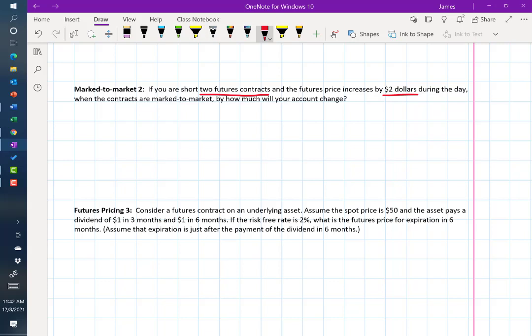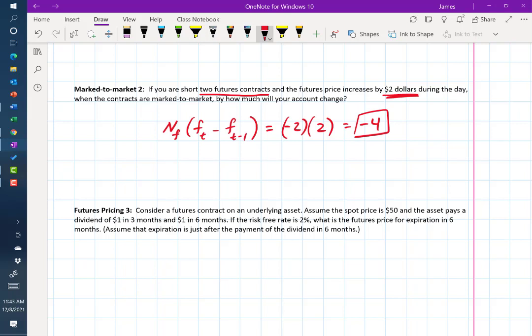All right, the simple mechanism for marking to market is, and I put this formula, take the number of futures that you have, and then it's the futures price today minus the futures price yesterday. Okay, so pretty simple. Here we have minus 2 contracts because we're short. And then how much did the price change by? So it changed by $2 during the day. So that's a positive 2, it went up. So you will lose $4. When they mark it to market at the end of the day, your account will change by $4. They'll take $4 out of your account. Just remember this formula and it's pretty straightforward.